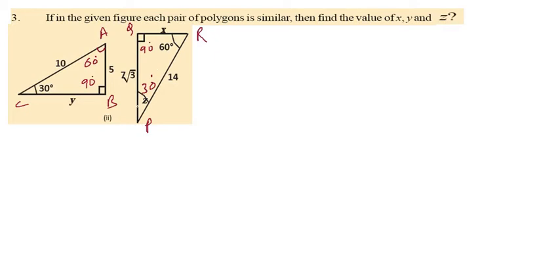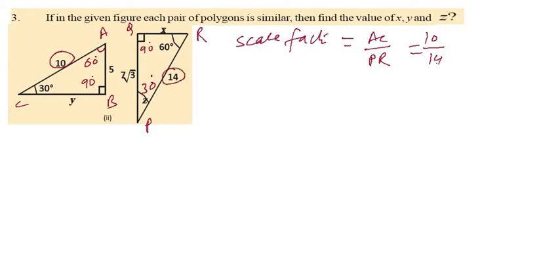Now come to the scale factor. How can we find the scale factor? Scale factor means AC upon PR. Now AC is given as 10, so you have to write 10, and PR is given as 14, so you have to write 14. So 2 sevens are 14 and 2 fives are 10, so 5 upon 7.